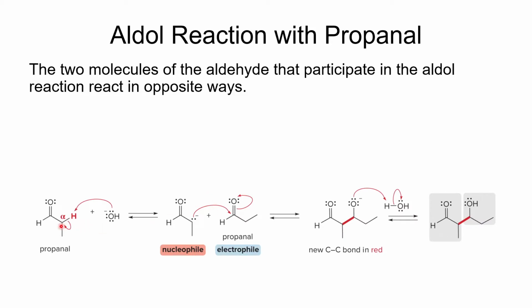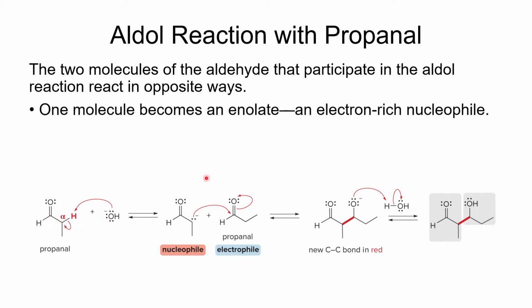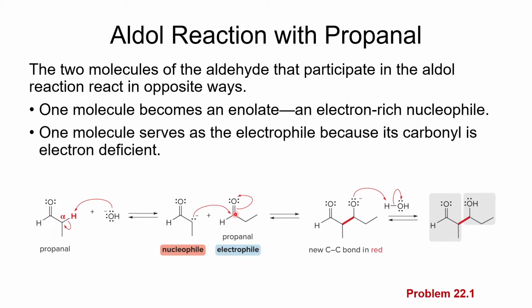and of those two molecules of propanal, one is going to get deprotonated to become an enolate, and that becomes our electron-rich nucleophile. That reacts with another molecule of propanal, which is acting as our electrophile, and that gives us our tetrahedral intermediate. Since we do this reaction with hydroxide in water, we can protonate the alkoxide to give this beta hydroxy aldehyde.